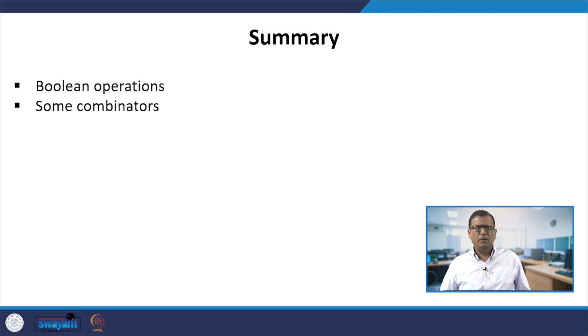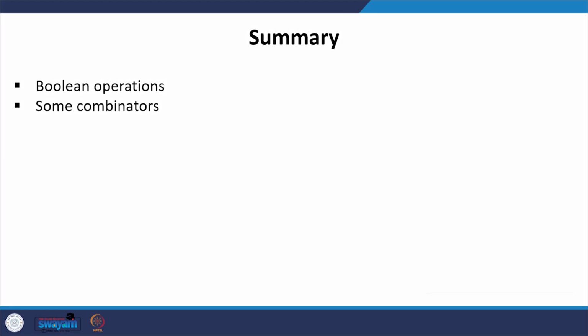So, to summarize, we have discussed the different Boolean operations, all of which can be encoded as pure lambda terms, and next we discussed the SKI combinators and showed how to simplify those terms and how to rewrite a given lambda term in terms of SKI terms. So, we stop here. Thank you for your kind attention.